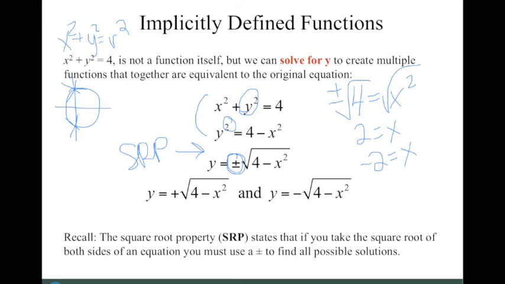Okay, so just a reminder here about the square root property, that whenever you don't have a square root and you're creating the square root, you have to do a plus or minus.